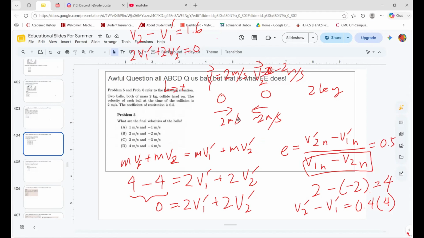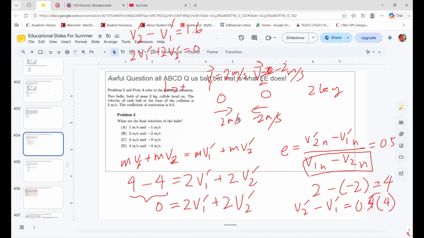This time is my human error. I made a mistake in one of these equations. Which one is it? Okay, so V1 plus V2, 2V2. That's right. And the last one is V2 minus V1 prime. Let me check the original question. Yeah, I think I did it correctly. Did I multiply this wrong? Oh, 0.5, dude. Oh, there we go.